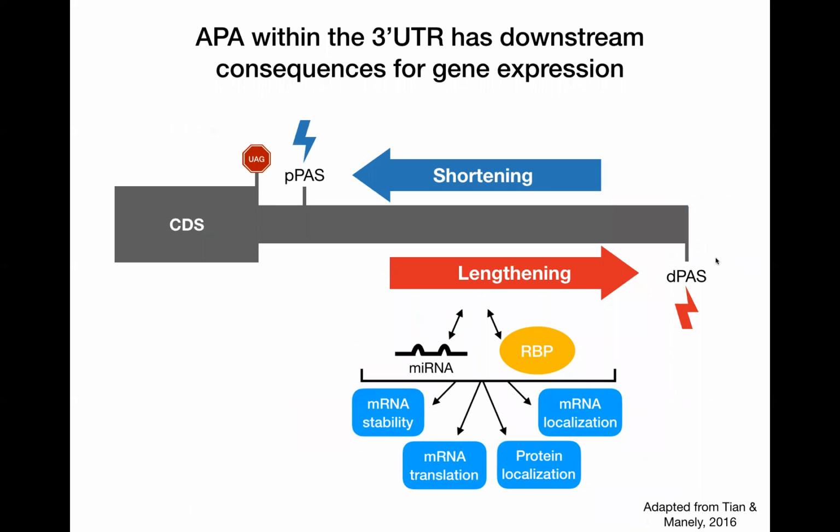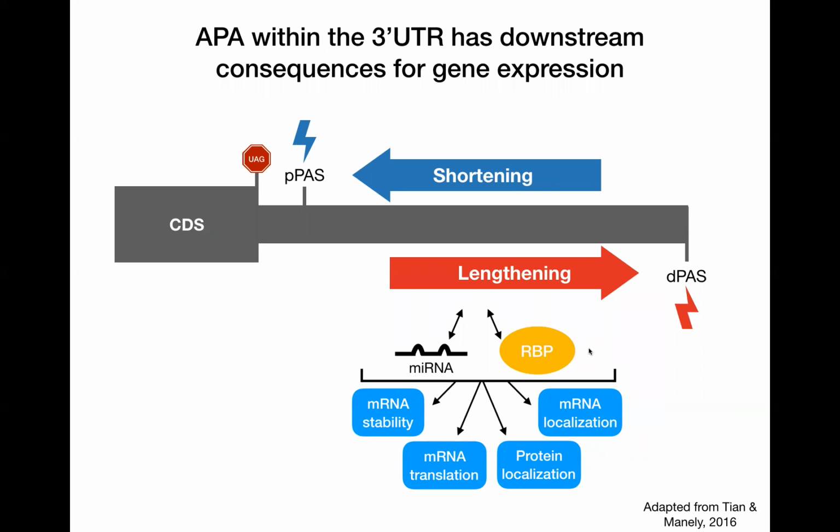APA has important downstream consequences for gene expression, where we can add or remove binding sites for things like microRNAs or RNA binding proteins that go on and lead to altered mRNA stability and localization, for example. The field has observed a general association of 3' UTR shortening being associated with proliferative cell states, most notably cancer, while lengthening is associated with differentiated cell states.